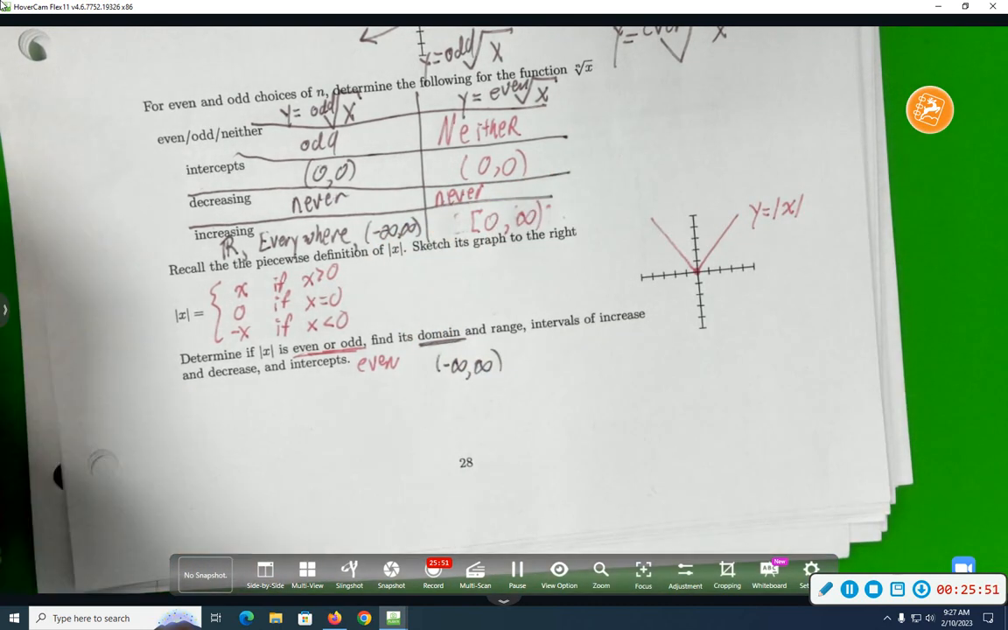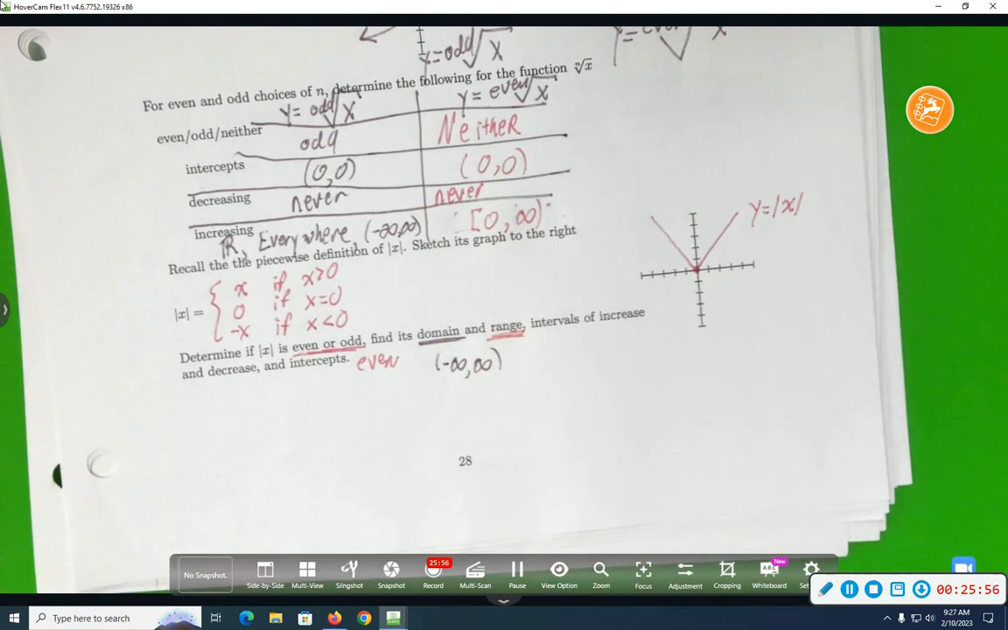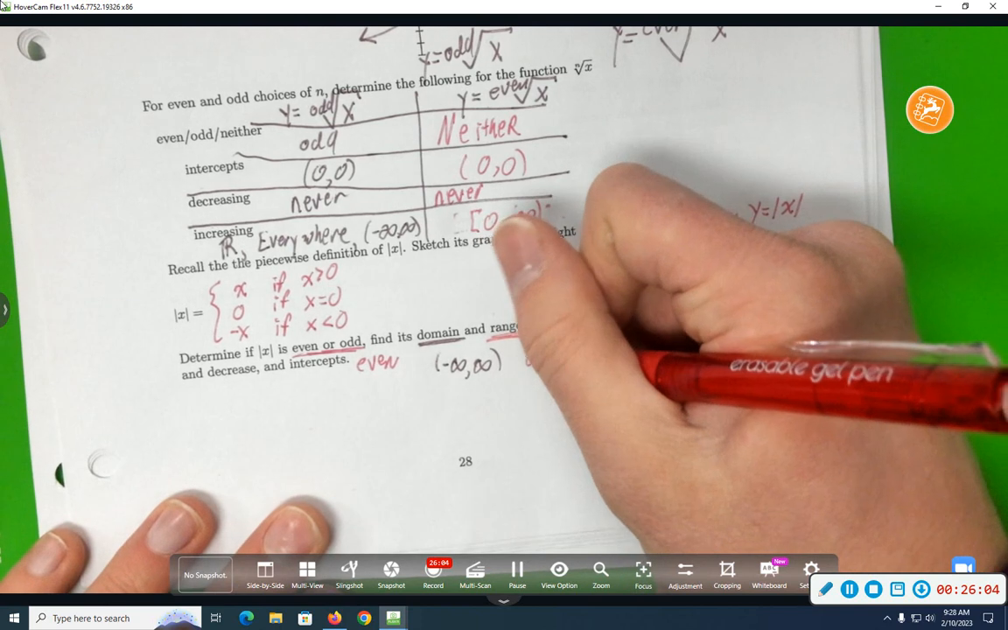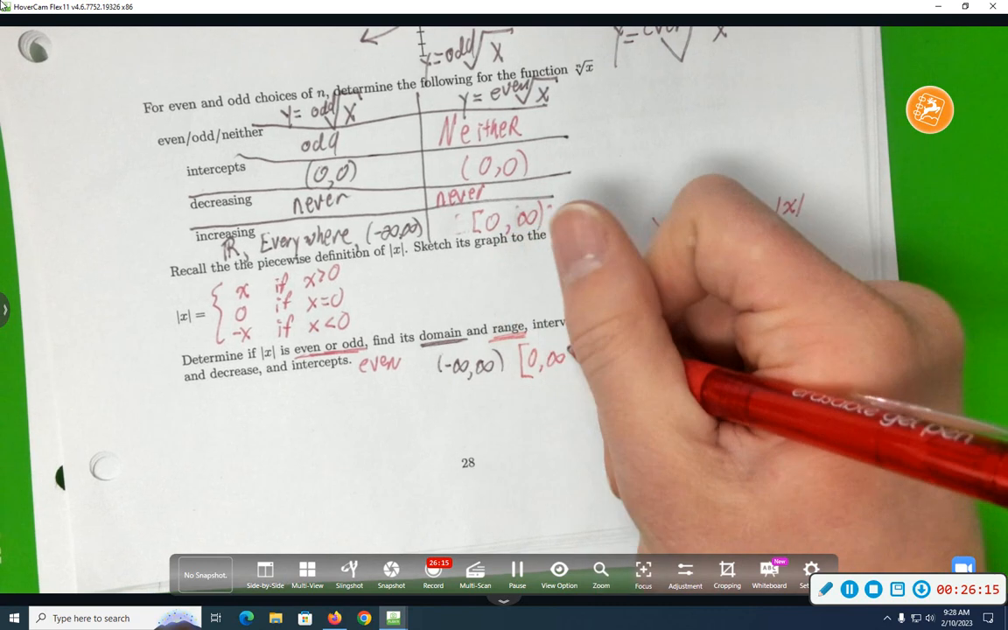Negative infinity to infinity, all real numbers. What is the range of the absolute value function? What outputs does it achieve? Right here is 0 to infinity, including or excluding things. Including 0, and you always exclude infinity.